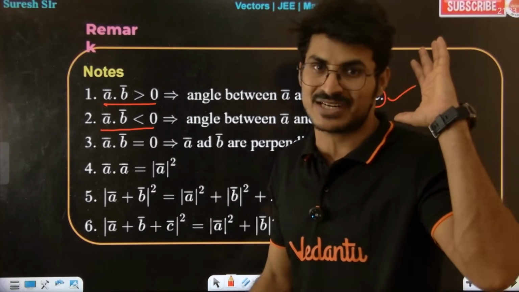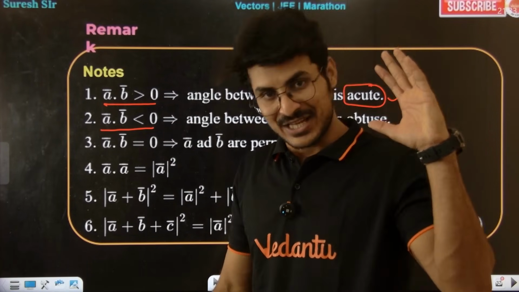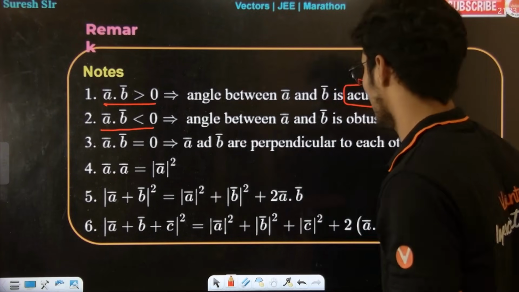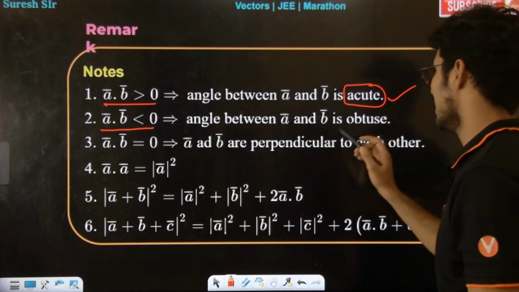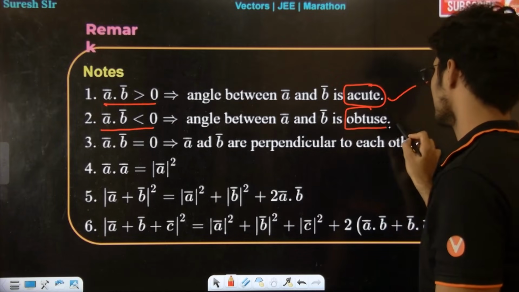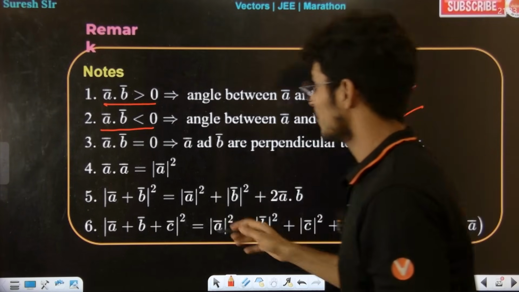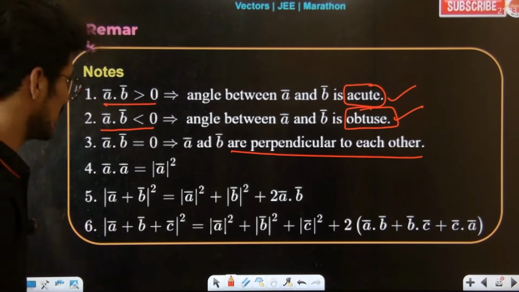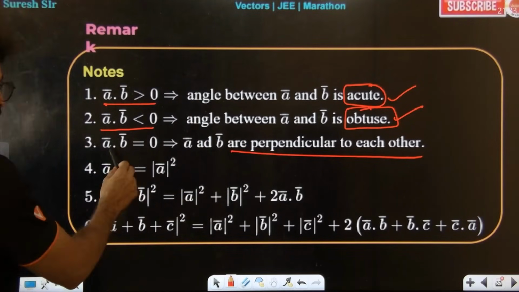Detailed explanation you might have studied in your NCERT as well as in JEE classes, guys. Correct? If A dot B is negative, the angle between A and B is obtuse, sir. If A dot B is equal to 0, sir, A is perpendicular to B. Both are perpendicular to each other. Whenever they are perpendicular, A dot B is always 0.